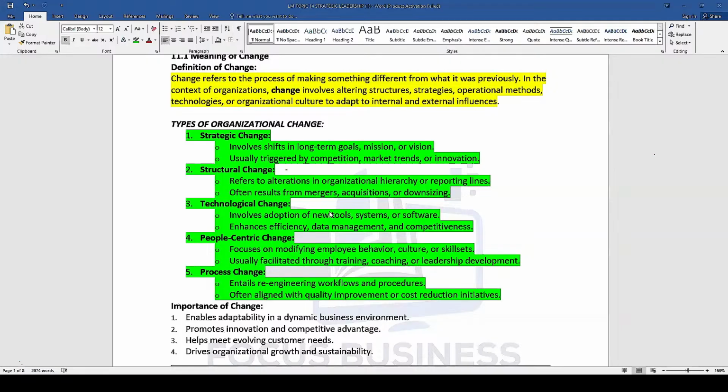So let's look at these types of change that we can have within an organization. The first one is called strategic change. So in a company, we can have what is referred to as strategic change. Now, what is strategic change? This one involves a shift in long-term goals, mission, or vision. So when you change your goals, you had a goal initially and then you're changing to a new goal, that one is a strategy.